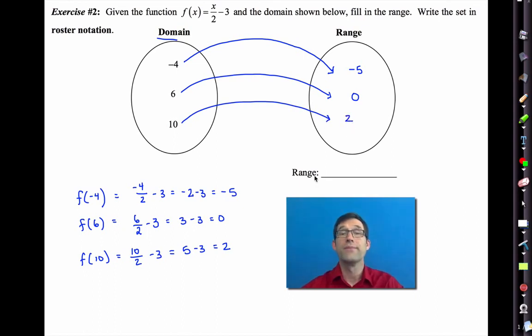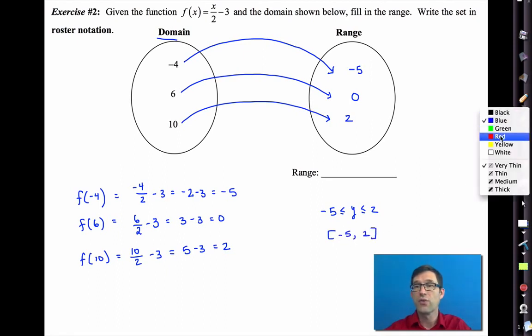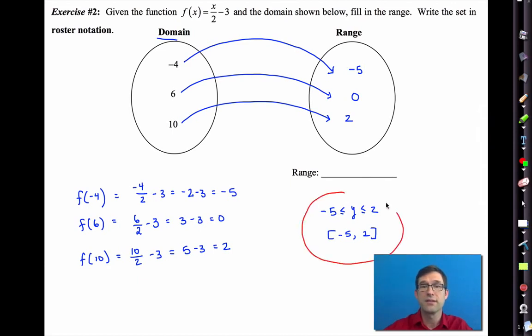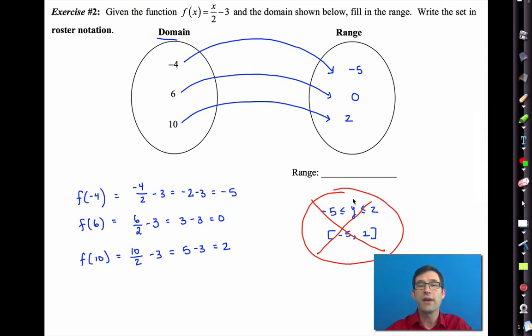Now, it's important. The range here cannot be stated as negative 5 less than or equal to y less than or equal to 2. Certainly we can't use interval notation either. So I'm going to change to red. I'm going to go like this and put a giant X through it. The reason I can't do that, and listen to this carefully, is that if I have an answer like this one or this one, what that implies is that any real number between negative 5 and 2 lies in the range. But in fact, the range actually only has 3 numbers in it.